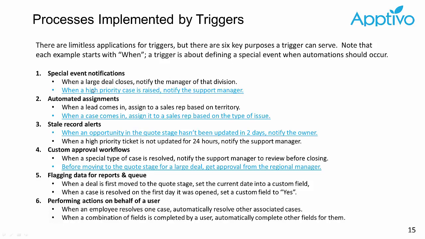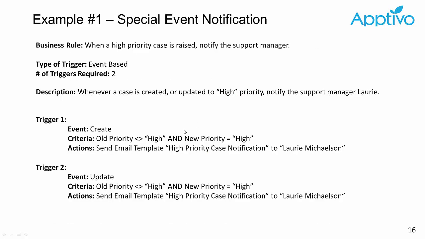All right, so let's start off with the first one, which is when a high priority case is raised, notify the support manager. When you start to think about putting a rule in place, you always start off with a really basic description of what you want to happen. So I wrote out a slightly longer description to say whenever a case is created or updated and the priority gets set to high, in that scenario, I want to notify the support manager, and her name is Lori. So this is my business rule that I want to implement.